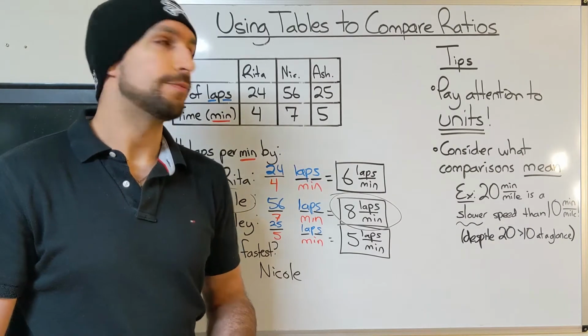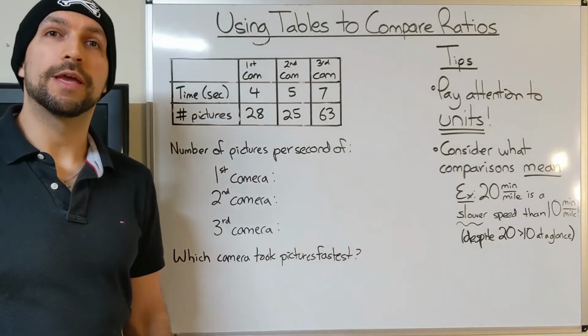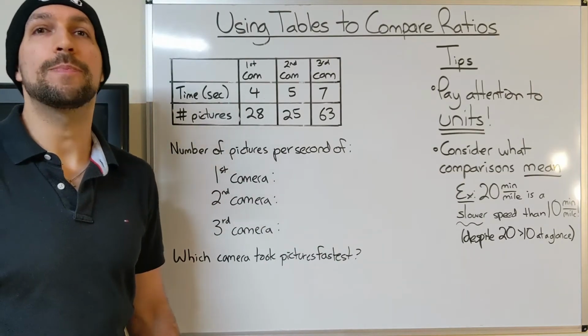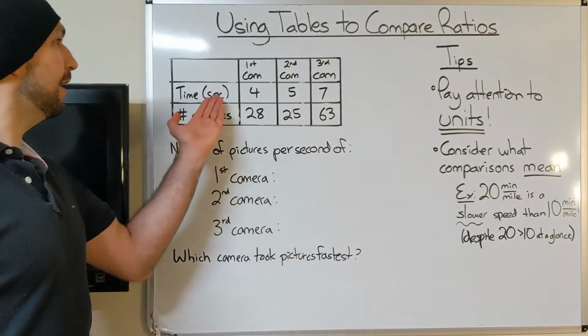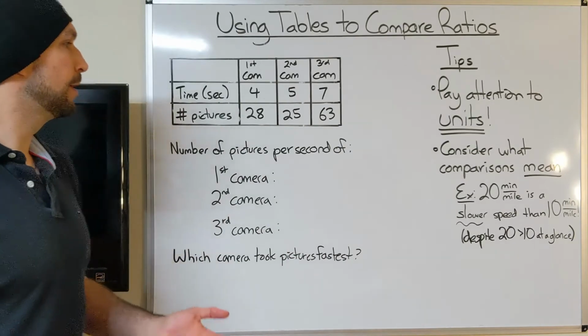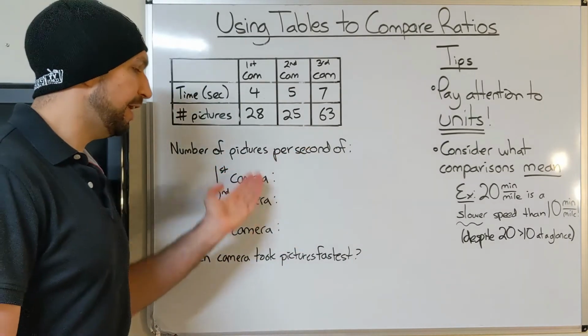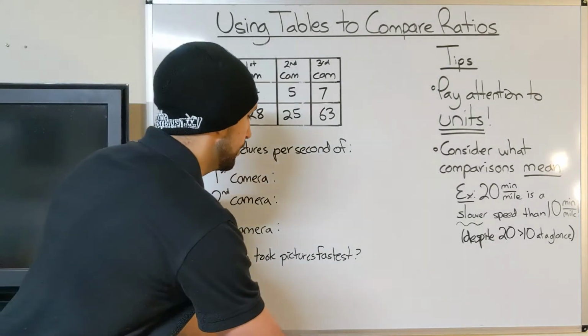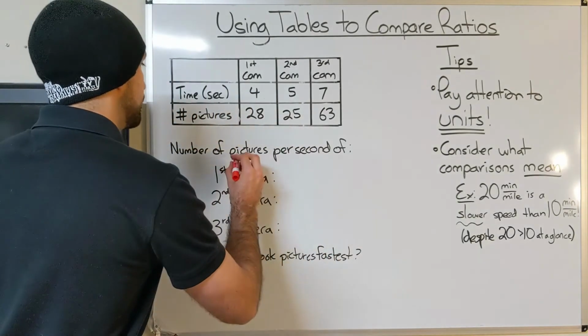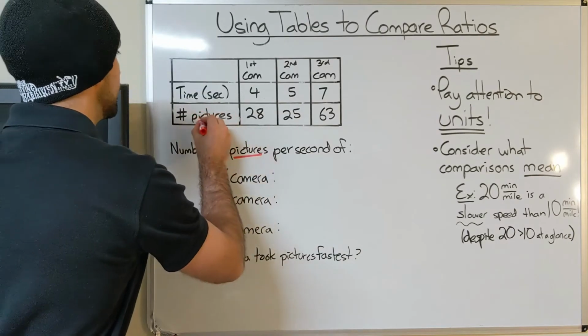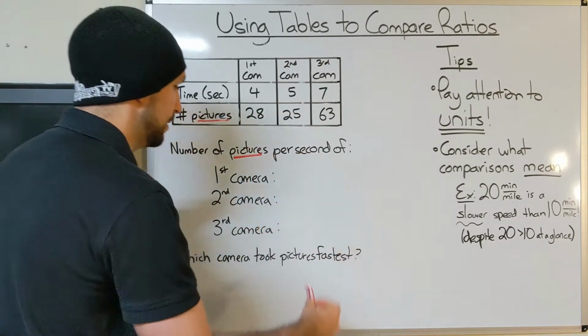Let's do one more example. In this example, we're looking at 3 different cameras and how many pictures they were able to take in a certain time period. So we're asked to calculate the number of pictures per second of each of these cameras. So the number of pictures divided by seconds.